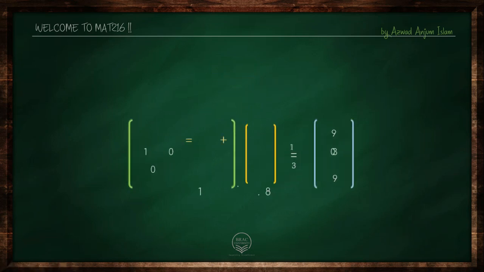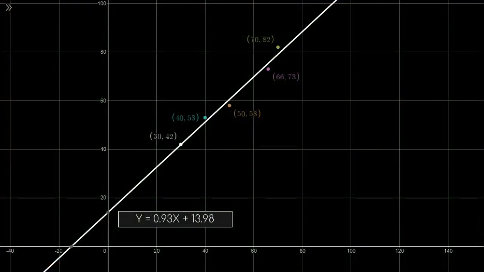Let's put that line in our graph, and as you can see, this is my best fit line. Looks good, right? Okay, so that is how you do a best fit approximation.